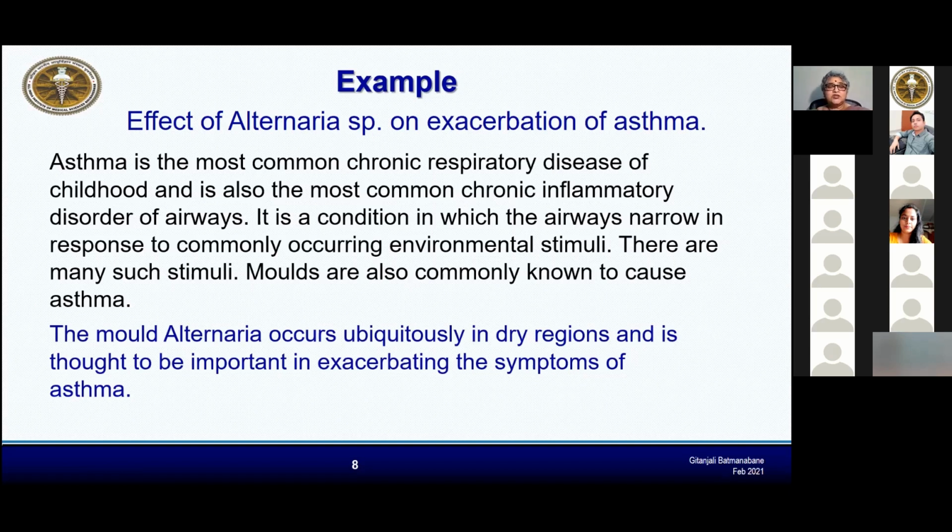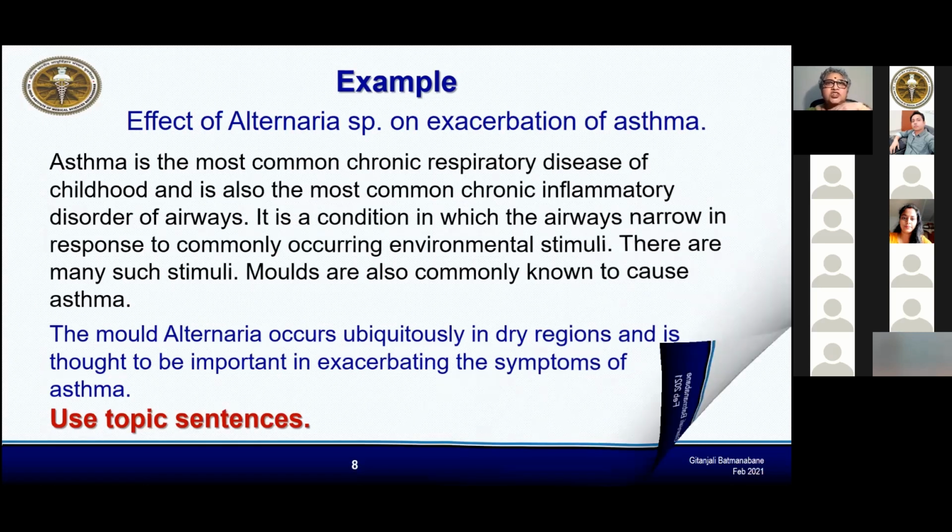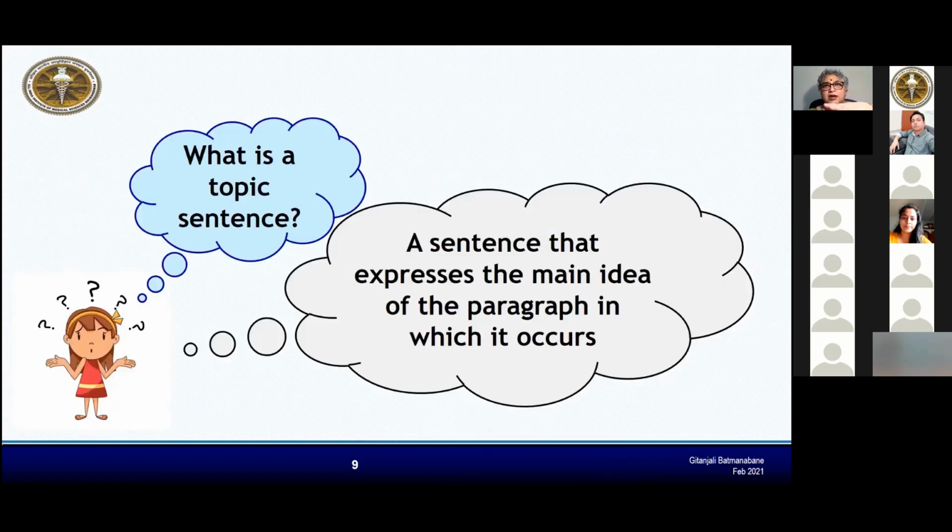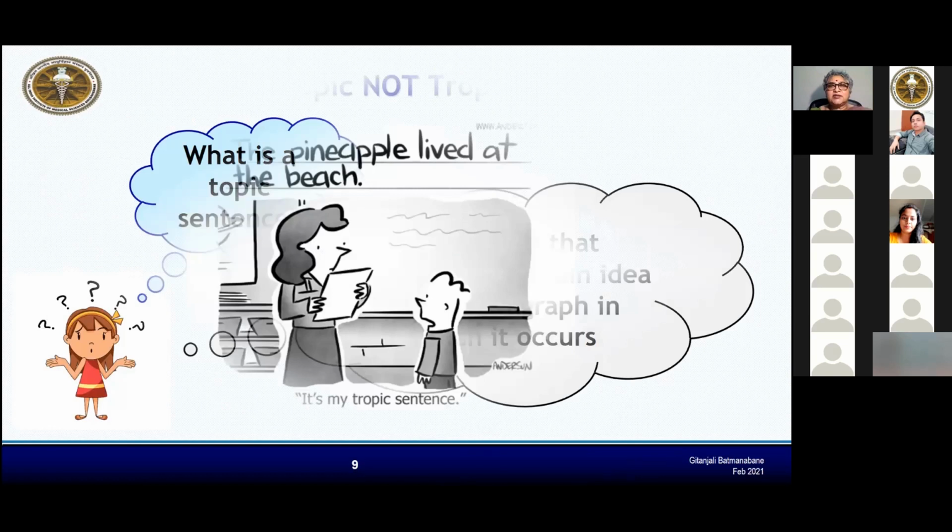Okay. So what is this? Why am I writing this? This is called a topic sentence. Not topic, it is called a topic sentence. And I'll briefly explain what a topic sentence is. It is a sentence which expresses the main idea of the paragraph in which it occurs. So if you have a paragraph, the first sentence should write what this paragraph is about. Okay, so it expresses the main idea of the paragraph in which it occurs. That is called a topic sentence.